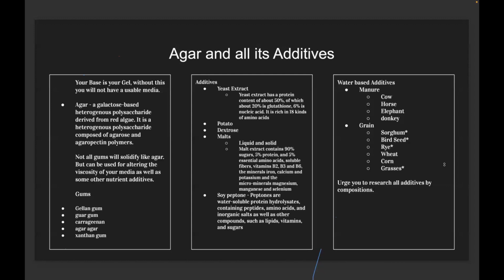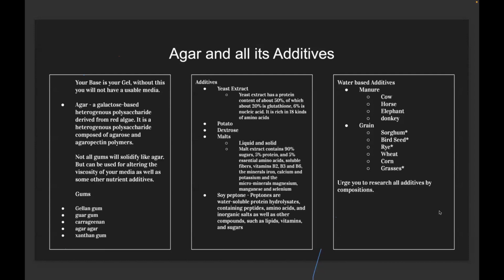Yeast extract, talked about that earlier, kind of on the same scale with peptones. Yeast extract is about 50% protein, 20% glutathione, 6% nucleic acid, and it has at least 18 kinds of amino acids.